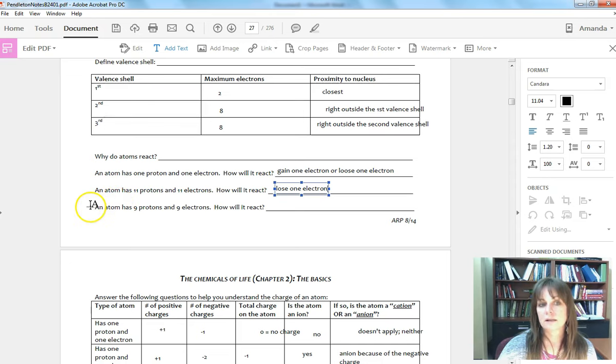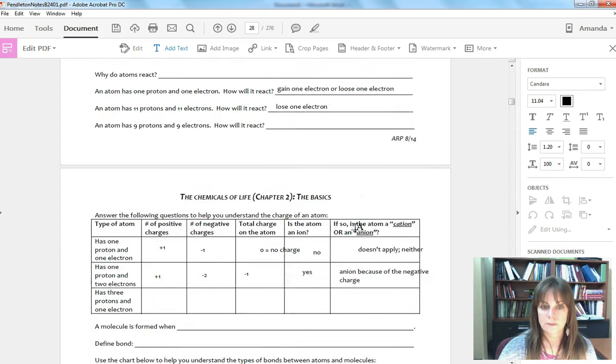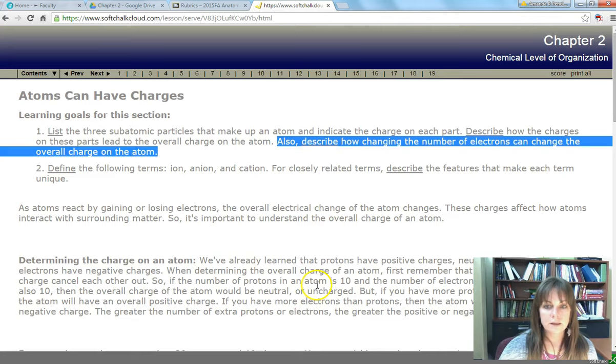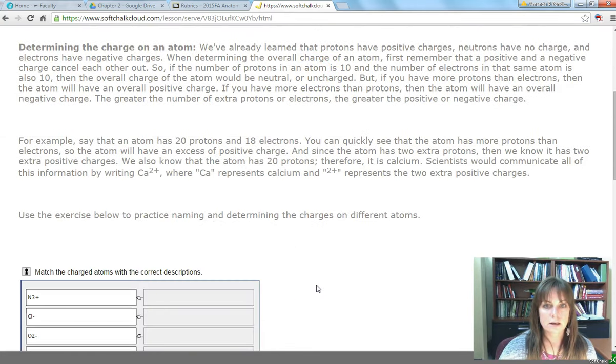And then again, I'm going to leave this last one for you to do to see if you can get it right, and feel free to email your instructor to see if you have gotten it right. Okay? All right. So, I believe that that is everything on this page.